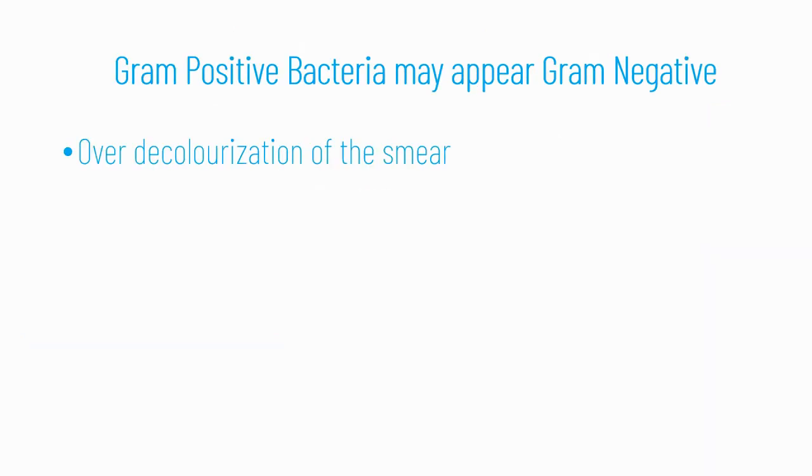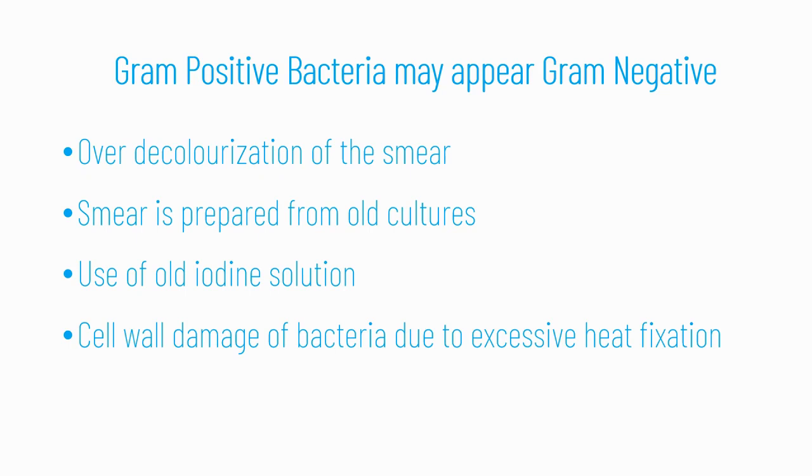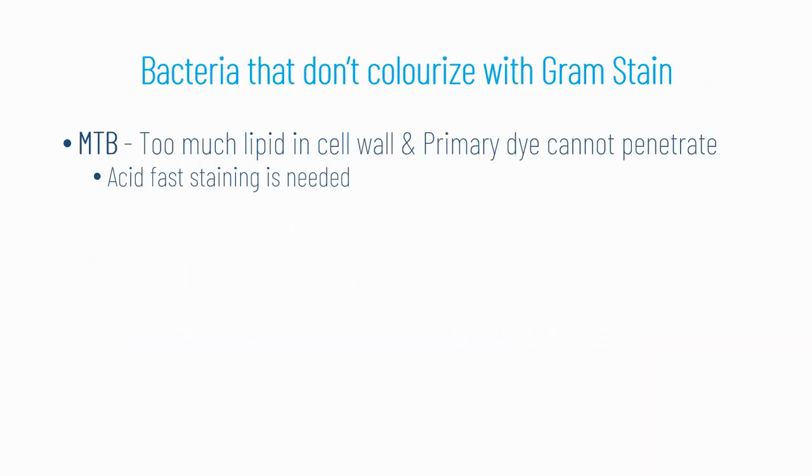Gram-positive organisms can appear as gram-negative in the following scenarios. Over-decolorization of the smear. Smear is prepared from old cultures. Use of old iodine solution. Cell wall damage of the bacteria due to excessive heat fixation.